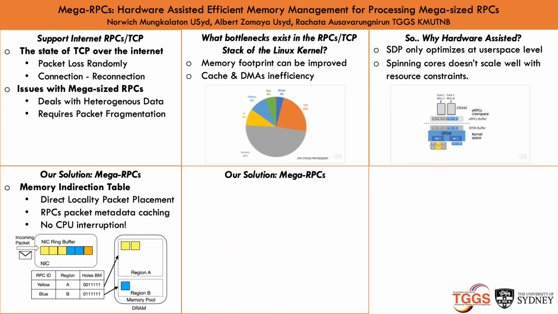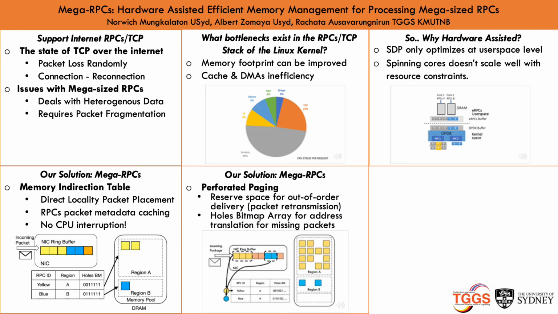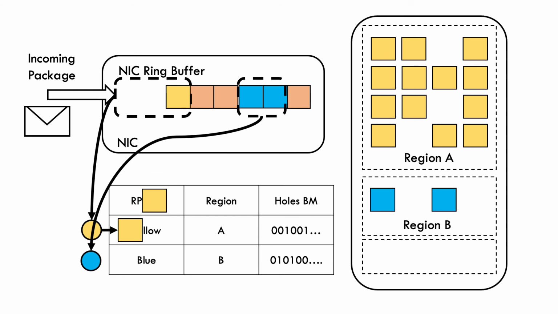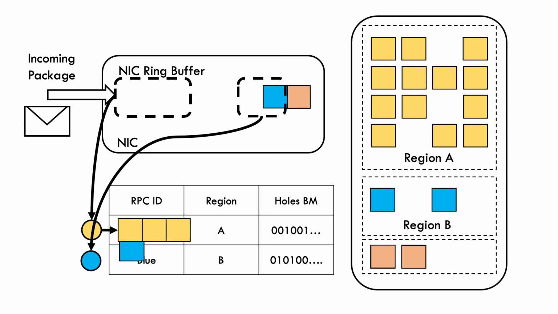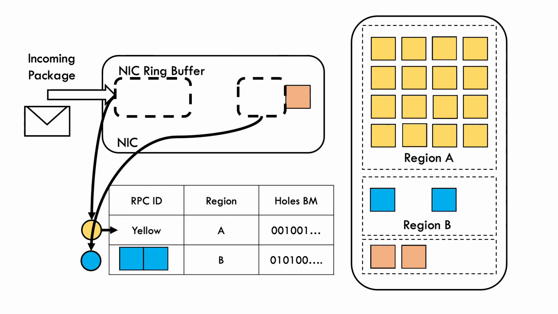Second contribution is perforated paging mechanism. Since TCP allows out-of-order delivery, a packet is placed in memory in the order that they arrived. So we introduce bitmap array for missing packets, a sequence of bits representing fragmented area which tells the information of where the missing packet might be placed at what location.